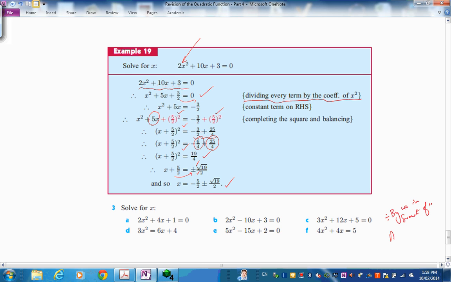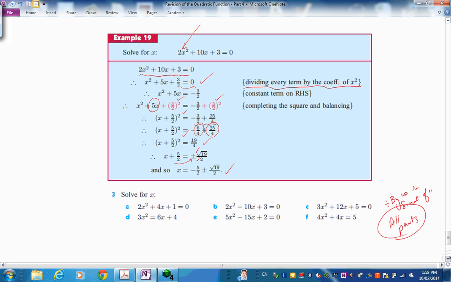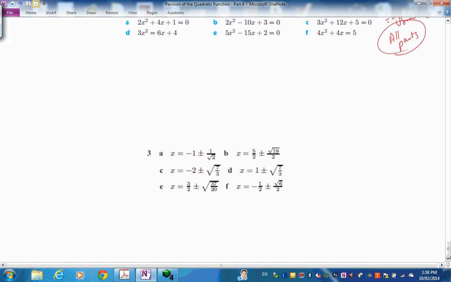Right, again, I think you should probably try all parts here, get the skill up. Let's have a look at the answers and come down here, and then I'm going to say cheers for now.